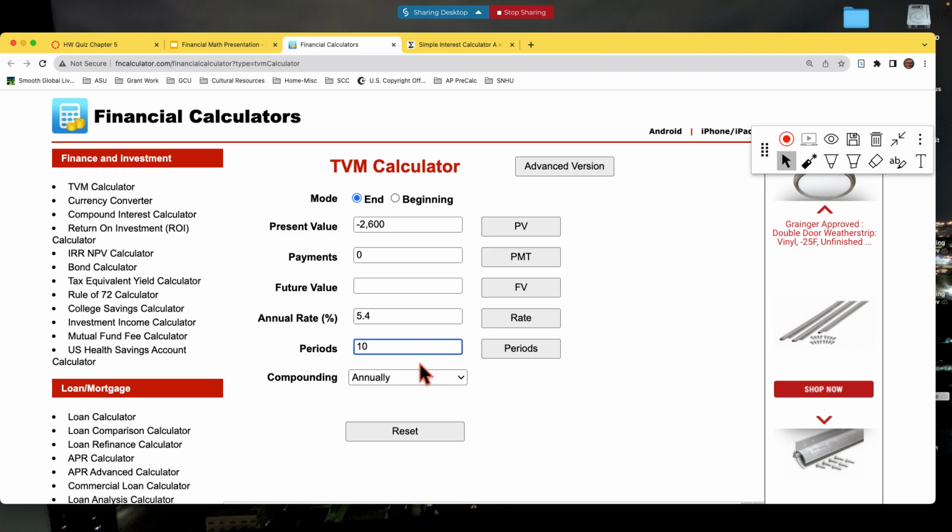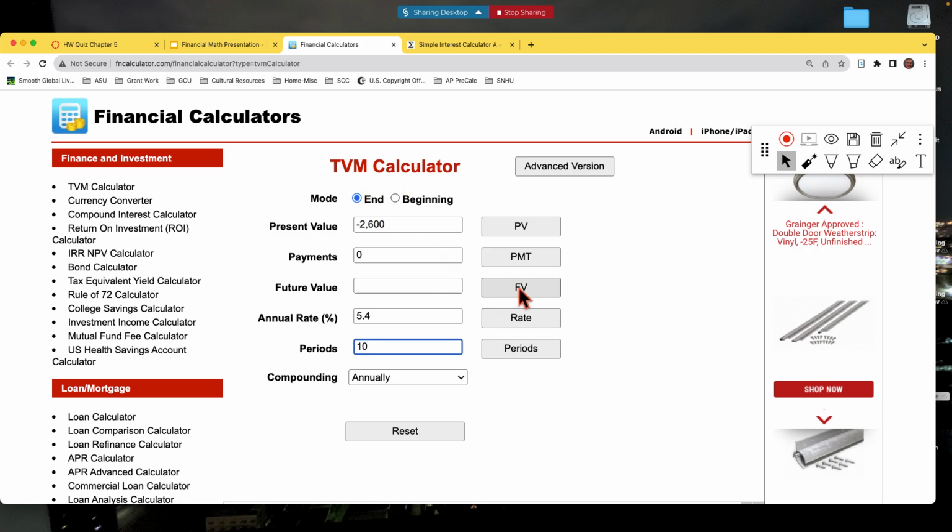So we're not directly entering the number of years. We're taking the years times the number of times it gets compounded in a year. So annual compounding is 1 compounding. 1 times 10 is 10. That's there. I've got everything else in here. We'll have the interest set at the end. We'll talk about when we do mortgage loans, we change it over to beginning, but we'll leave it at end.